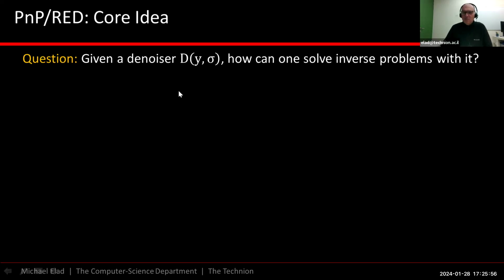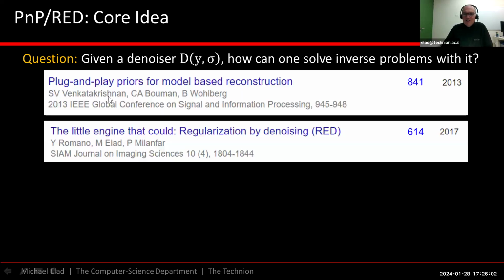So people ask the following question. Suppose that you are given a denoiser. How can you solve inverse problems with it? And then came the answer by this paper by Charlie Bouman and his students, Plug-and-Play Priors, a beautiful paper, very simple to read, very easy, published in 2013.